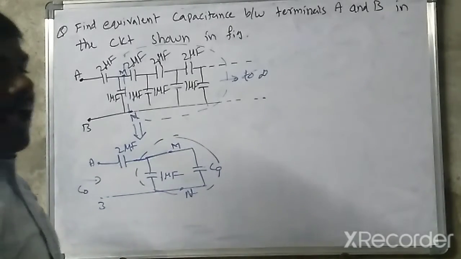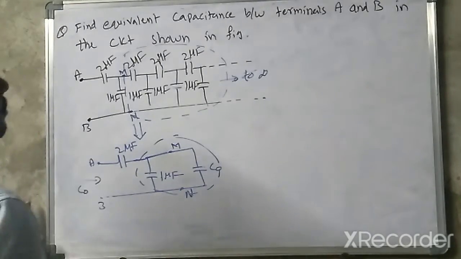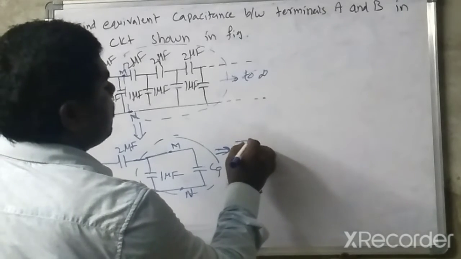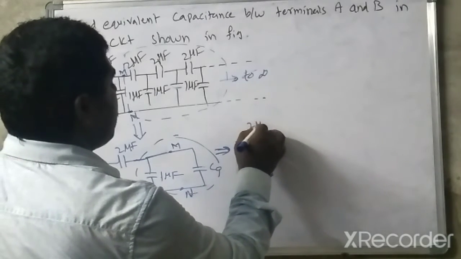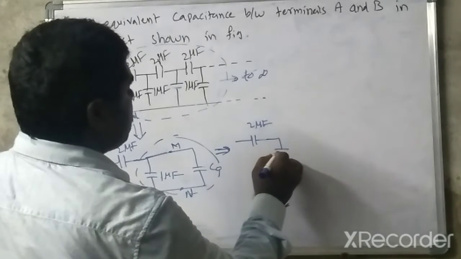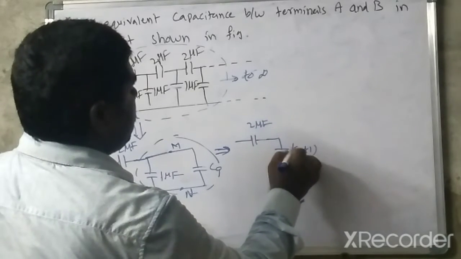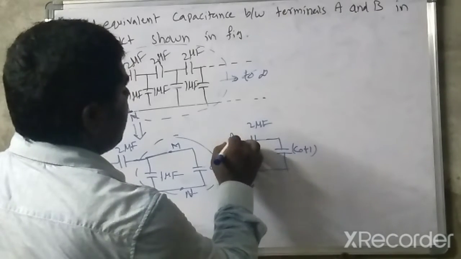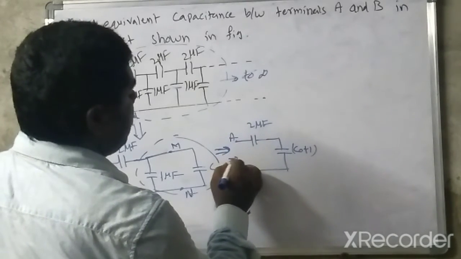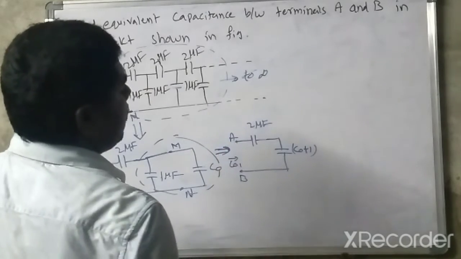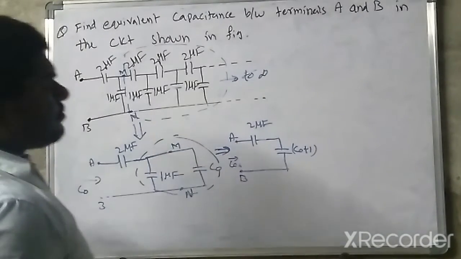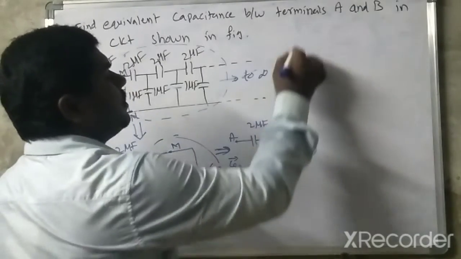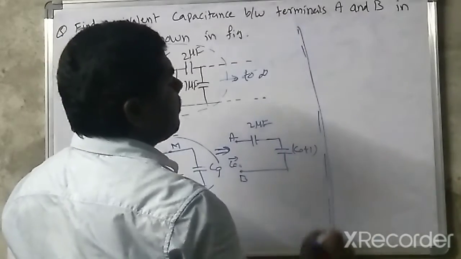So you may add them. Again I am going to draw the circuit. This is the A, 2 microfarad. Now this is C naught plus 1. This is the point B, this is the point A. In between here is C naught. Between A and B also C naught. Now C naught is nothing but C equivalent.